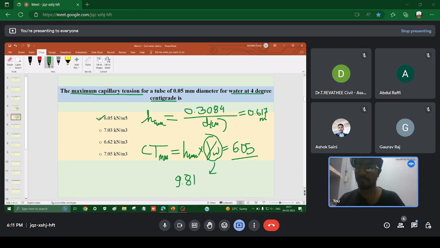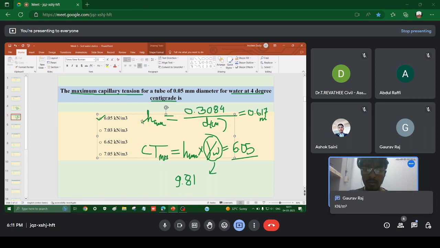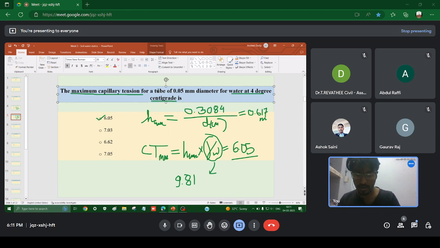Just give me some time, because this gamma W is kN per meter cube. It will be kN per meter square. I have told in the beginning this is incorrect, but I haven't corrected it. Thanks for reminding, Ashok. Capillary tension, I'll write it here in kilonewton per meter square. Tension and pressure and stress are always in kilonewton per meter square.